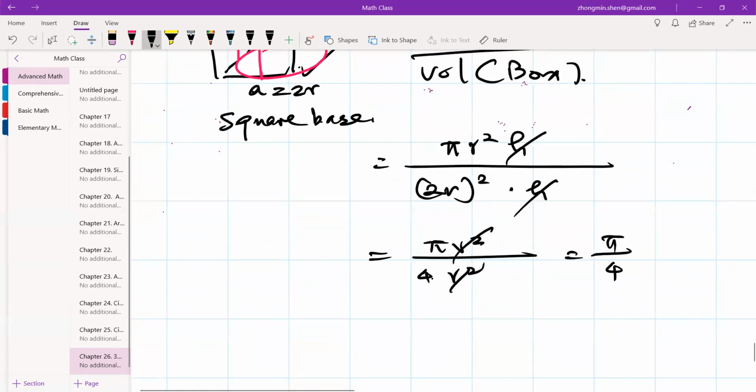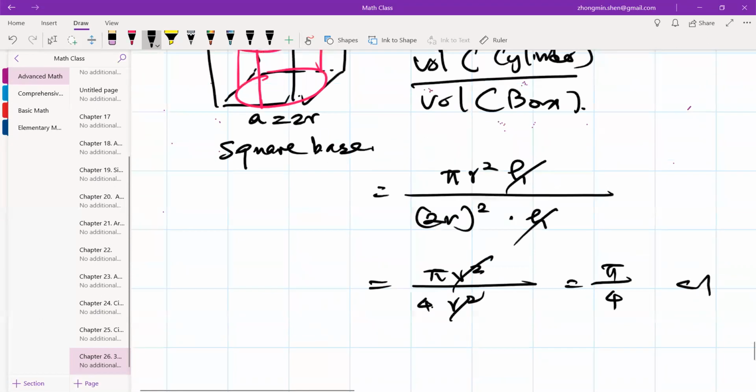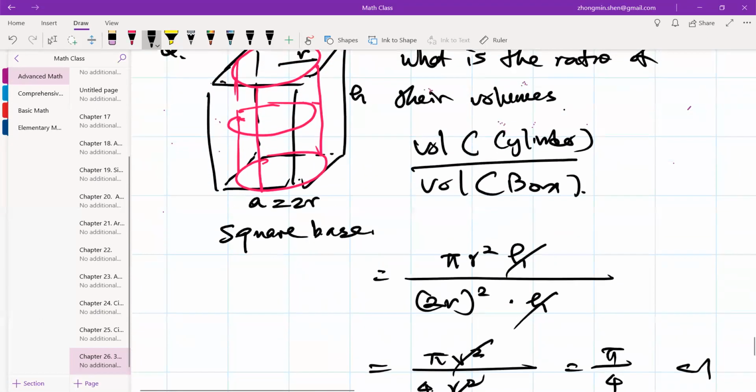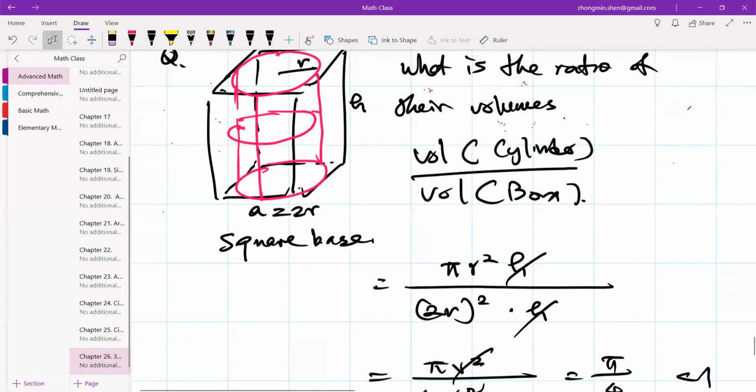So we get pi over 4. This number is smaller than 1. Okay, so this example tells you that you should know how to name the variables, and then at the very beginning, you just pretend that you know all the dimensions. Then you simplify it. If you cannot cancel some terms, that means this cannot be uniquely determined.